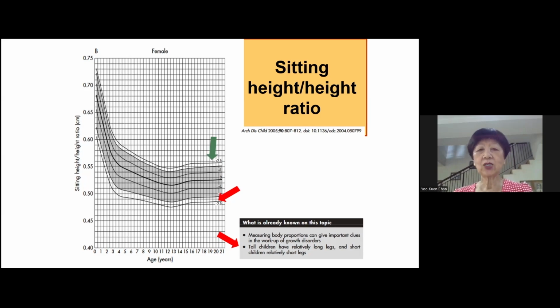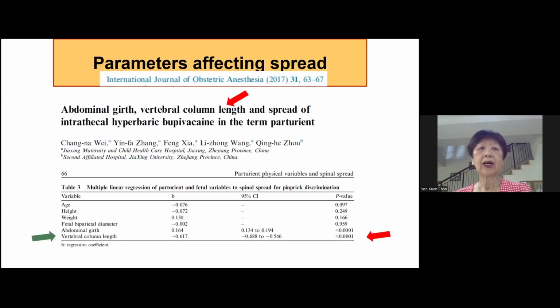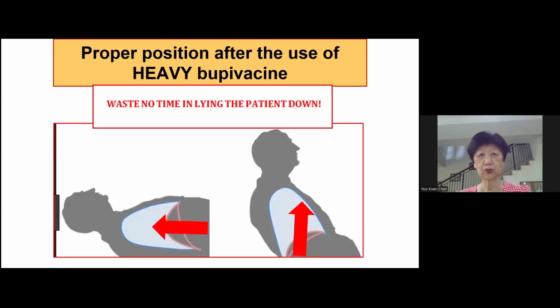So what I'm actually trying to grapple with is whether the patient is short or tall, the vertebral height is more important than the total height in setting the amount of drugs you should be giving to your patient. And this was again in 2017 reinforced by a study that came out from Taiwan that says that the determinants of the correct dose are abdominal girth and vertebral column length in the spread of intrathecal hyperbaric bupivacaine. So these are the only two parameters that determine how much drug to use.